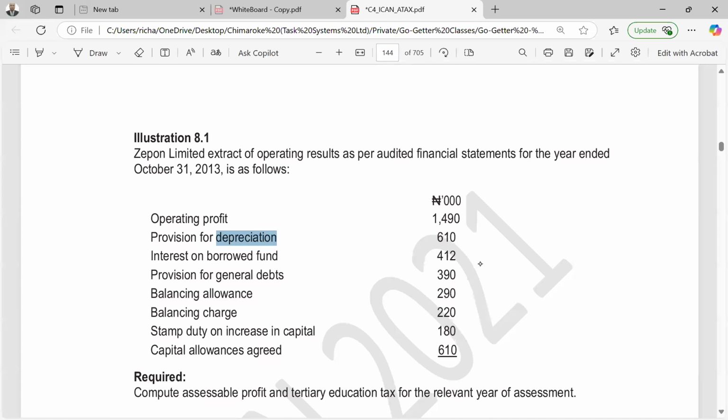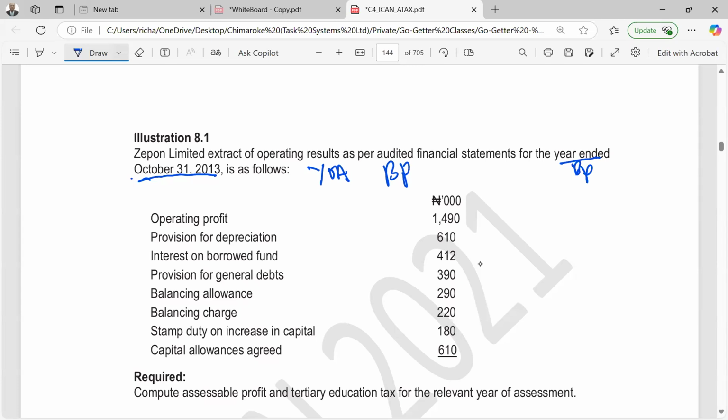Zipon Nigeria, Zipon Limited, extract of operating results as per audited financial statement for the year ended October 31st, 2013 is as follows. Now, one thing you should know here is that although in the next class we'll learn about it, we have what they call year of assessment and we have what they call basis period. And so this year ended is the basis period. That is where the basis period is ending.